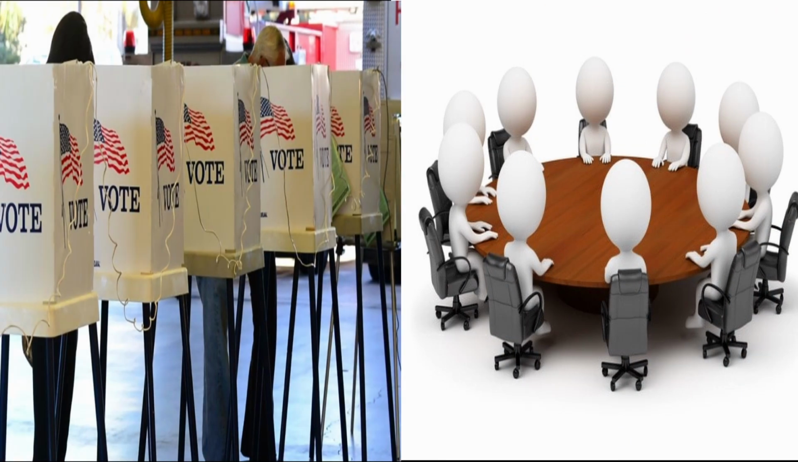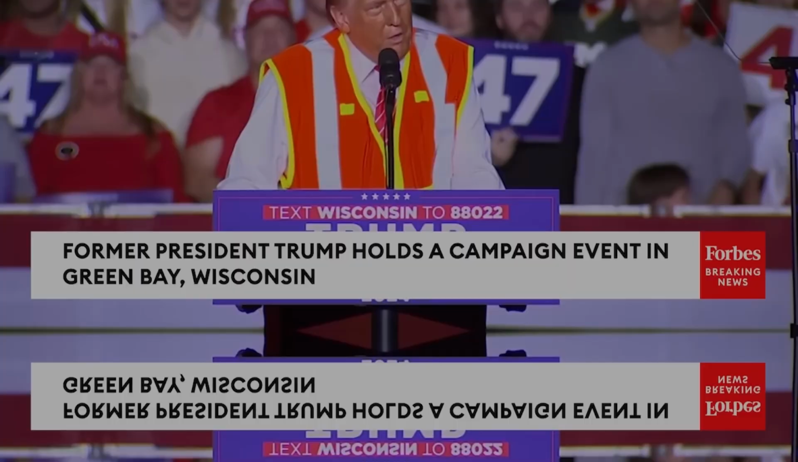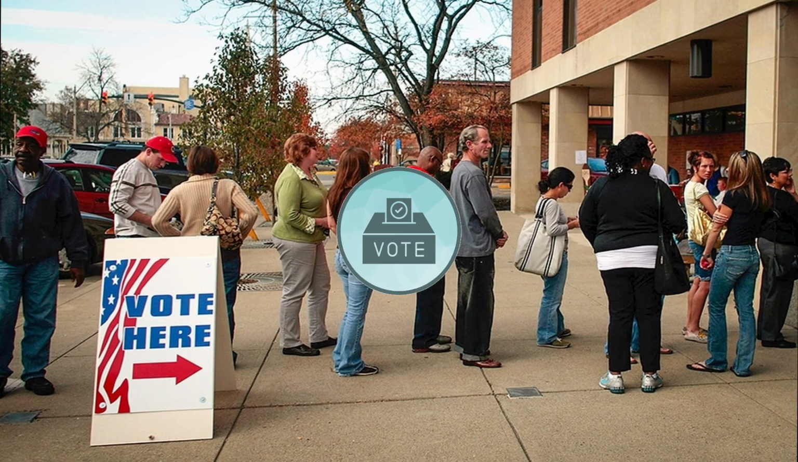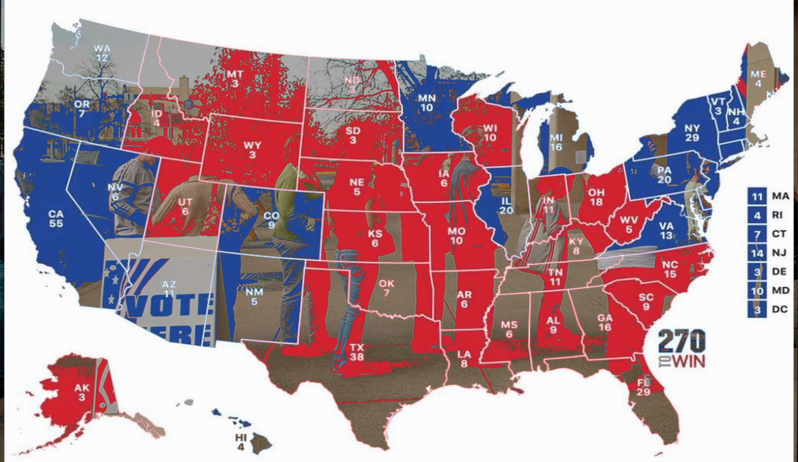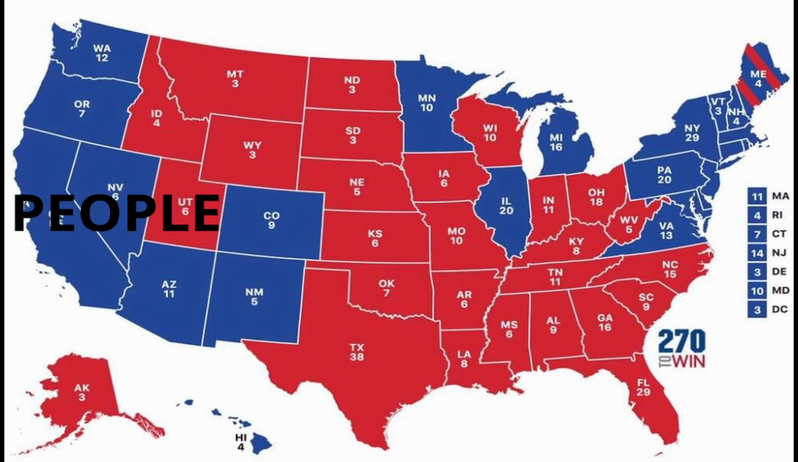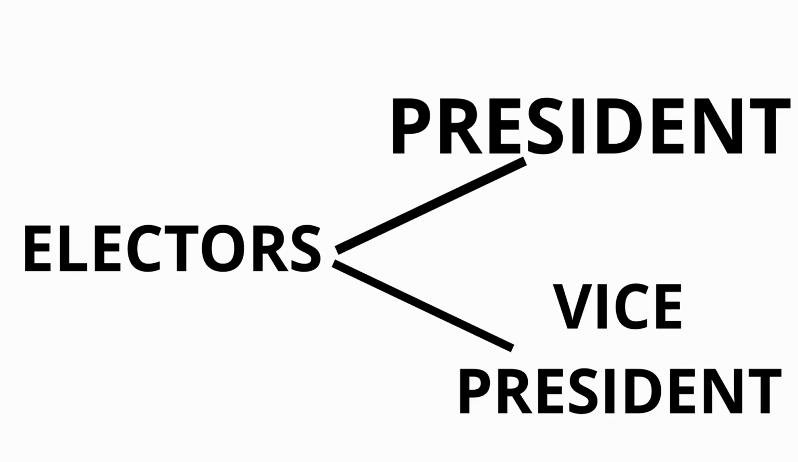Once the primaries and caucuses are over, each party holds a national convention. Here, they officially announce their presidential and vice presidential candidates. The real battle begins in November during the general election. People across the country vote, but remember, they are voting for electors, not directly for the president. The electors then meet in December to cast their votes for president and vice president.